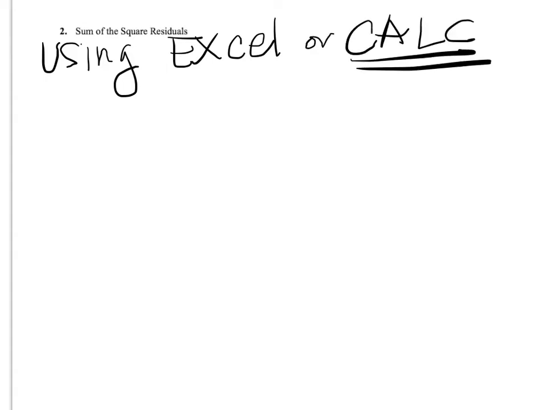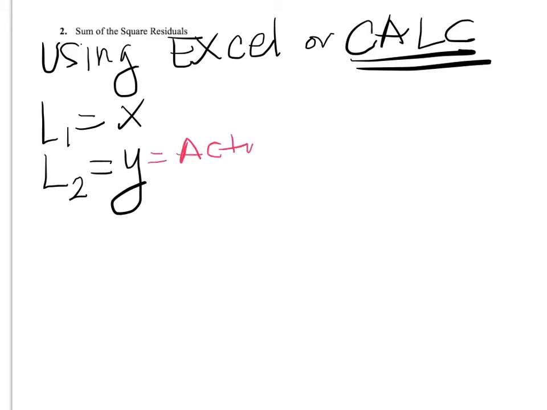Okay, so let's talk about how we use your calculator. So you're going to enter your x values in L1. You're going to enter your y values, again, remember these are your actual values, in L2, which you already have. Then you're going to start asking the calculator to do all this work for you, in this case to find the predicted values. And to find the predicted values, remember we have to enter them into the regression line.